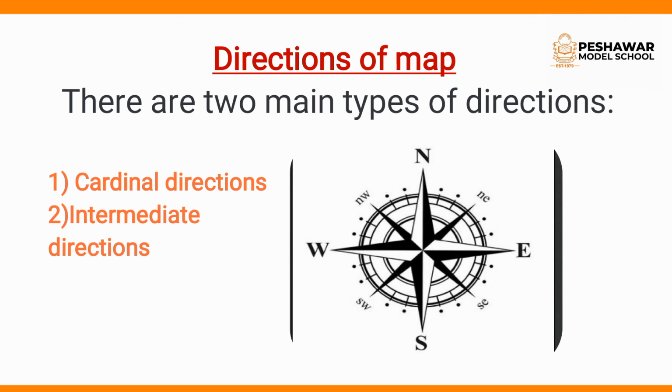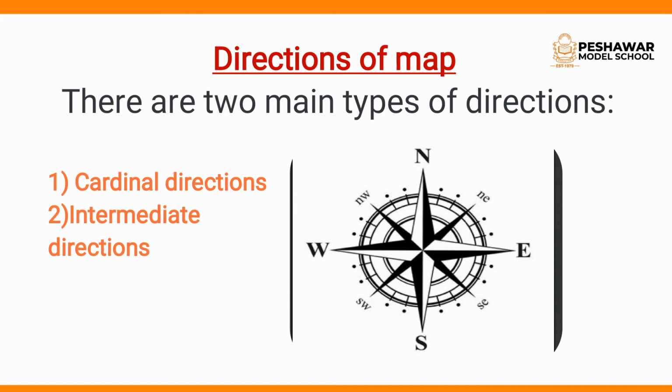Directions of map. There are two main types of directions, and the direction must be given at the side of the map, maybe at the upper corner or at the lower side. But this type of sign must be given on the map.